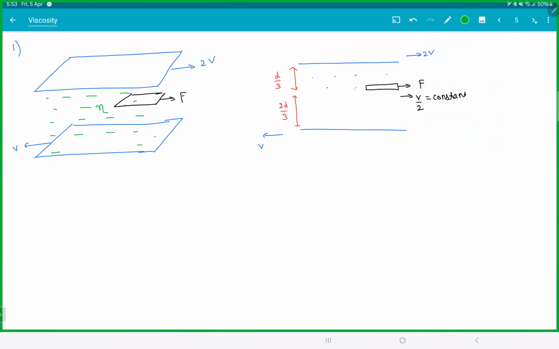So this entire space is filled with liquid with eta viscosity. Area of cross section is A. So the question is, find F. How much external force are we applying to pull out the plate with constant speed? That's your first question.